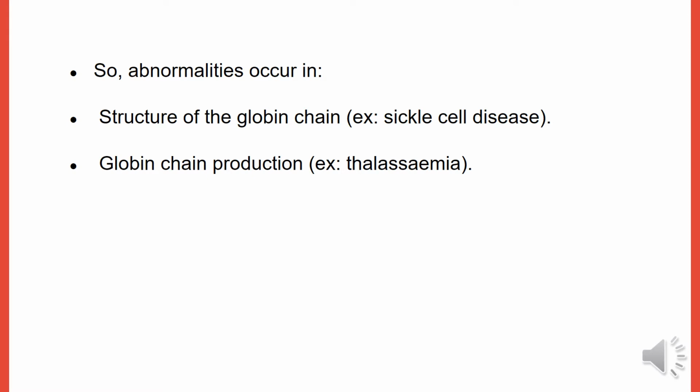So we can classify hemoglobinopathies into different types. We have what is known as qualitative abnormalities. Basically, the abnormality will be in the structure of the globin chain, and this will result in sickle cell disease. And also, we have quantitative abnormalities, in which the structure of hemoglobin is fine, but it's produced in less quantities, whether it's the alpha chain or the beta chain. And this will result in a disease called thalassemia.